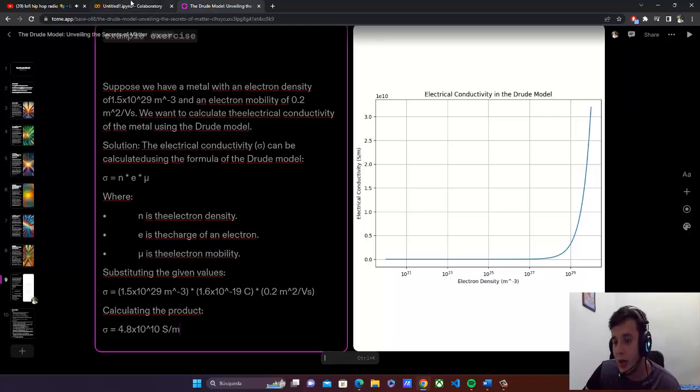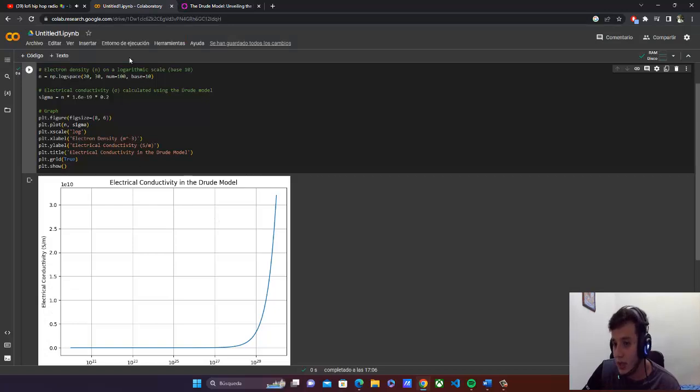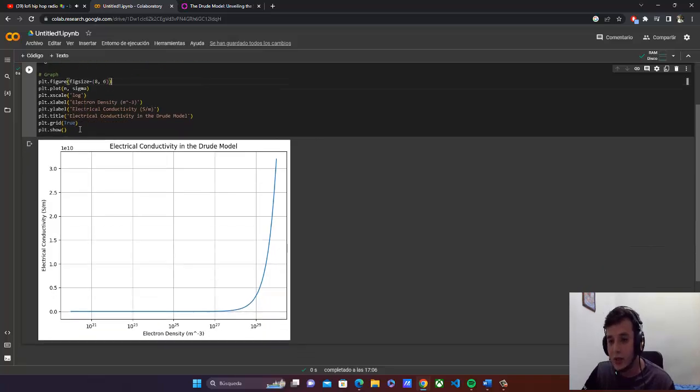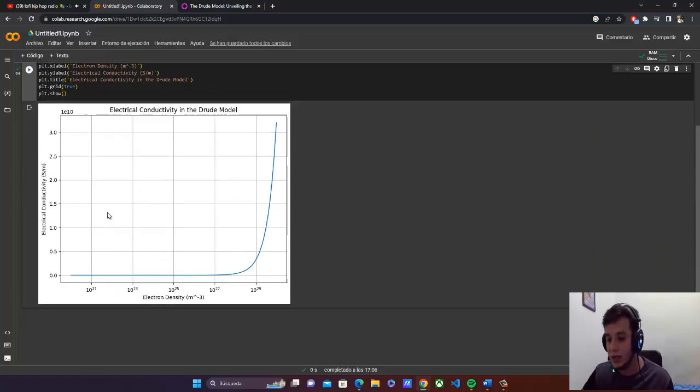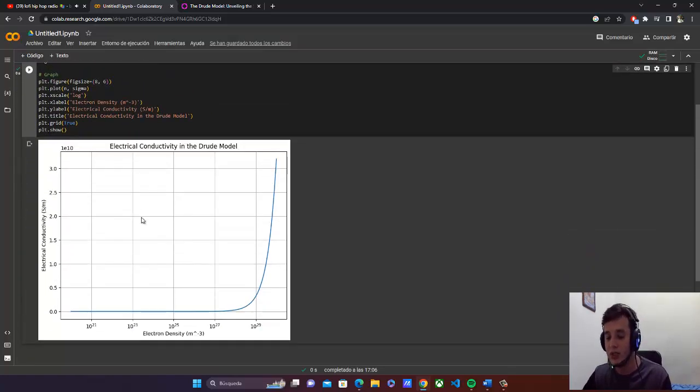So now let's view the code. The code is this. Electron density n on a logarithmic scale base 10, and electrical conductivity calculated using the Drude model and graphed using this. This code is so simple because I use NumPy, a very good library, and Matplotlib to generate this graph, and now we see this graph in the logarithmic base 10.